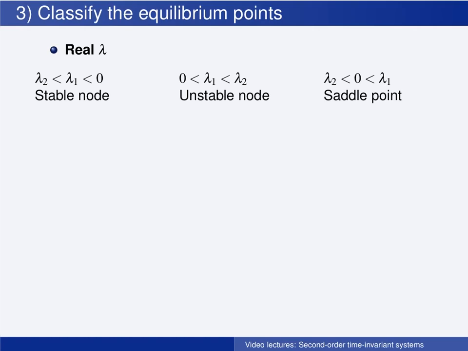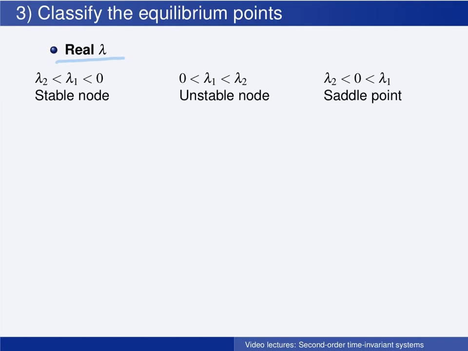The third step is to classify the equilibrium point, determining which type of equilibrium point this is. We will not go into the details of solving linear differential equations, as that is assumed known. If you want, you can refresh your memory about solving linear ordinary differential equations by reading section 2.1 in Khalil. If the eigenvalues are real, then we have three possible scenarios. Either both eigenvalues are negative, both are positive, or one is positive and one is negative.